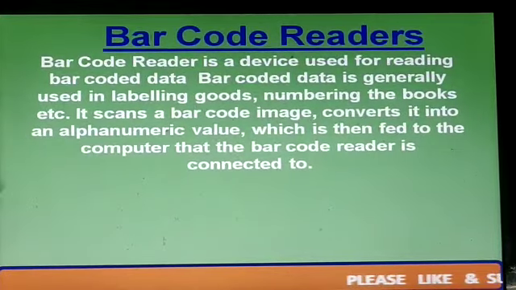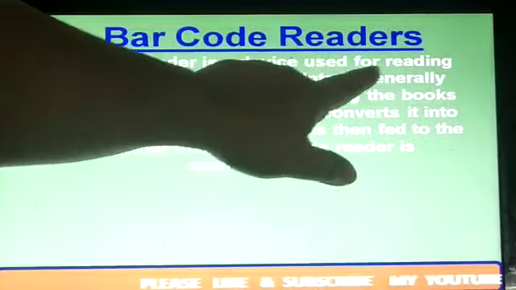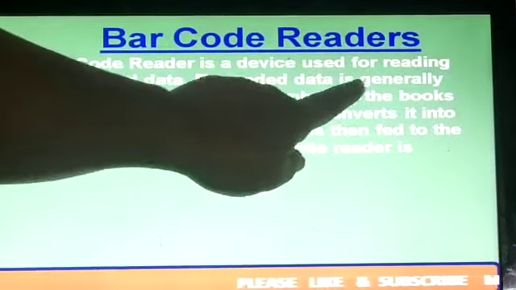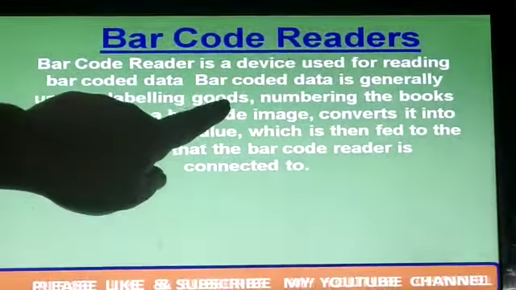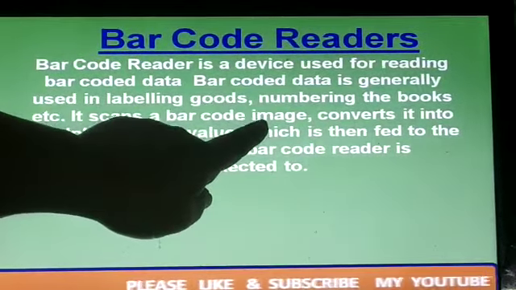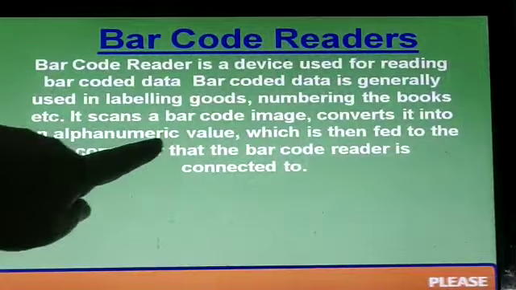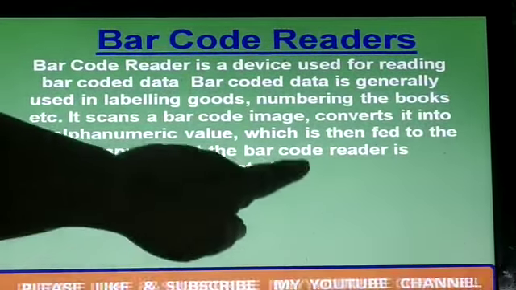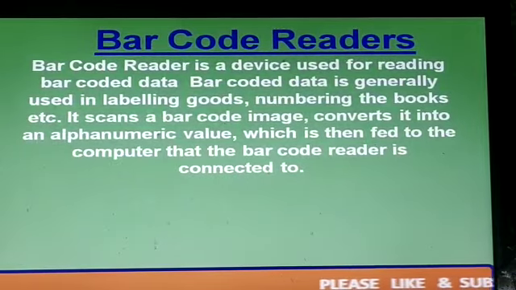Next is the barcode reader. Barcode reader is a device used for reading barcoded data. Barcoded data is generally used in labeling goods, numbering the books, etc. It scans a barcode image, converts it into an alphanumeric value, which is then fed to the computer that the barcode reader is connected to.